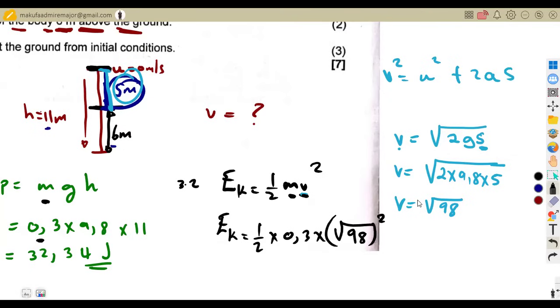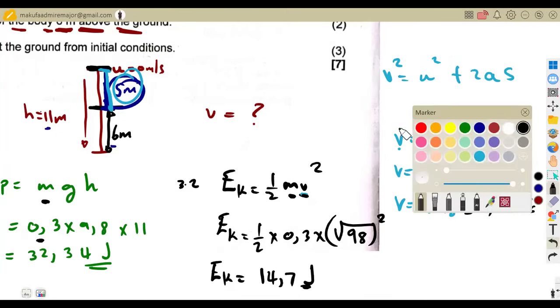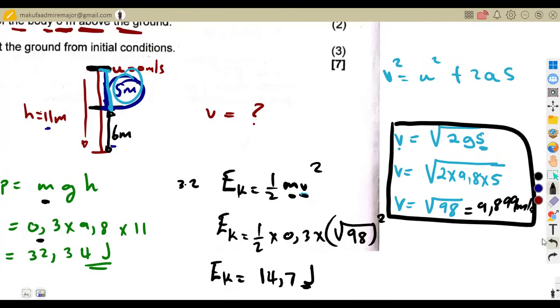Or you can use the decimal there. It is going to be 9,899, something like that, meters per second. You can use that. So this gives us the exact value of the kinetic energy, which is going to be 14,7 in joules. That was the idea of the question. So you have to be very careful about the velocity. The kinetic energy is determined from the velocity, so you need the velocity at each stage, the final from this formula. This is how you're going to have your final velocity.